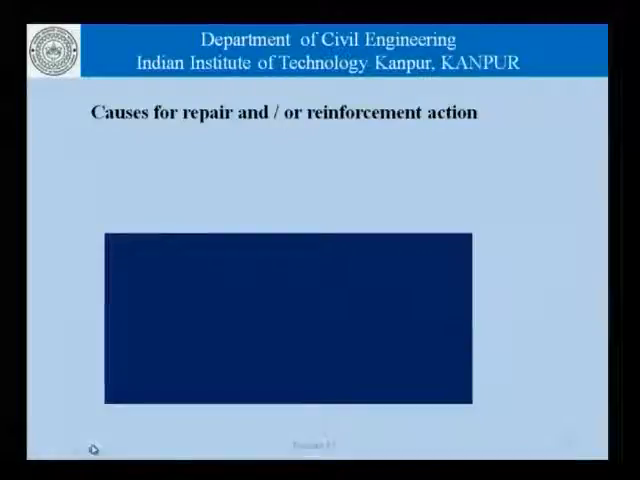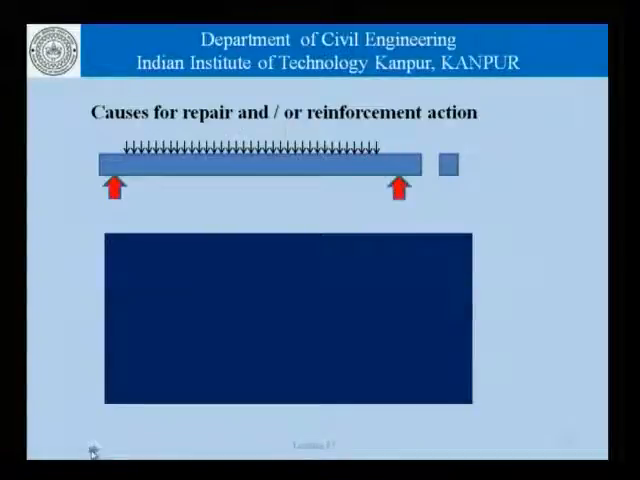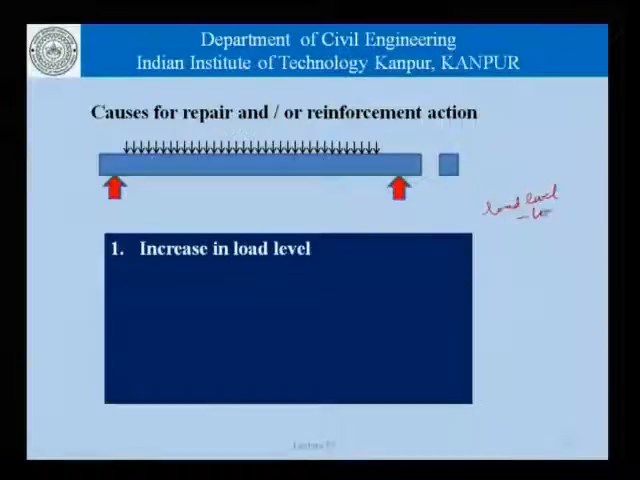Now, what are the causes for repair and or reinforcement action? So, if we go back to our example that we had of a simply supported beam with a UDL, why would we need to repair or reinforce this simple beam? One could be an increase in the load level. It is not very uncommon in civil engineering structures which are in service for several tens of years that the load level increases. This load level could be in terms of the load itself.